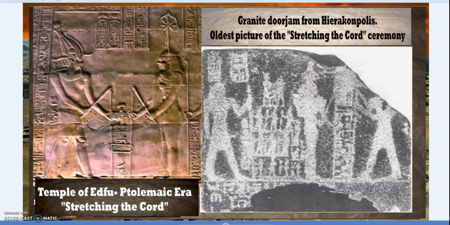This is the oldest actual image of it that's survived. And again, we see the stretching the cord ceremony, hammering in the mallets. This is a later version from the Temple of Edfu, Ptolemaic era, but just because it's a better image to see. But again, the 7 points.